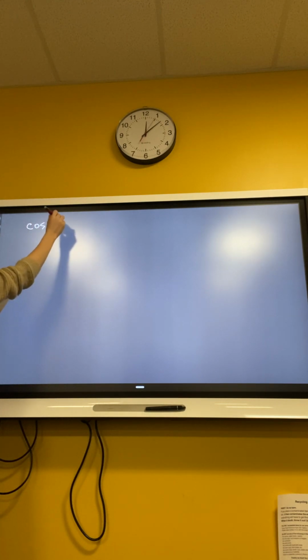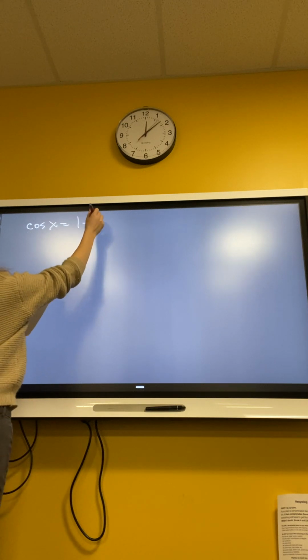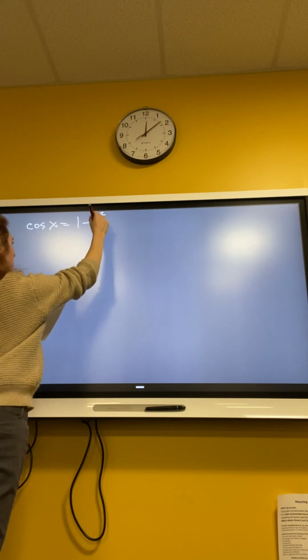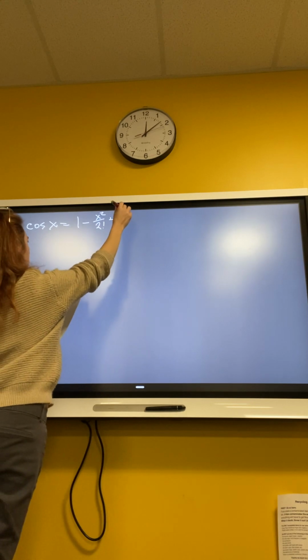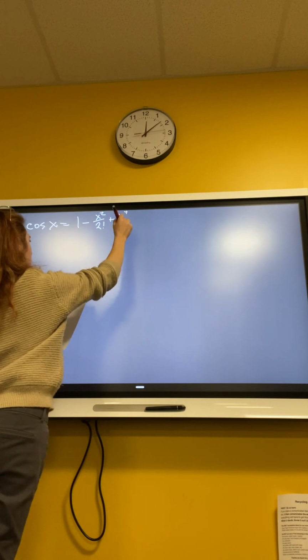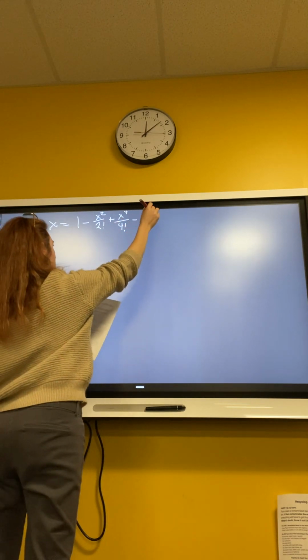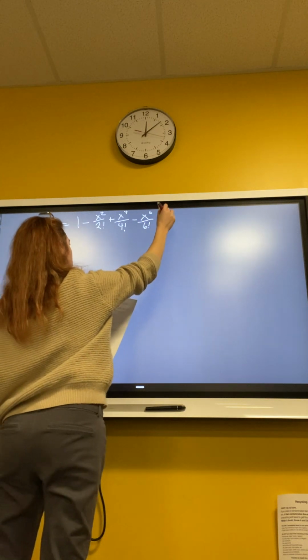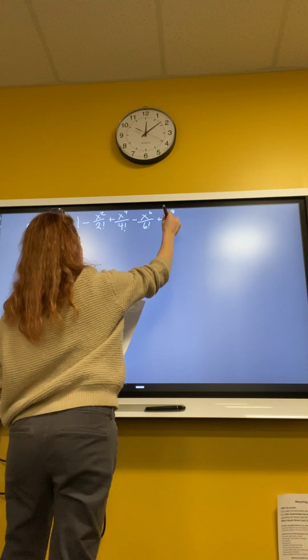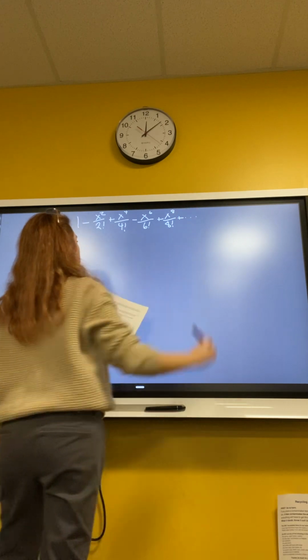Okay, cosine x equals 1 minus x squared over 2 factorial plus x to the 4th over 4 factorial minus x to the 6th over 6 factorial plus x to the 8th over 8 factorial, and so on. This is all the evens. Okay? So that is cosine.